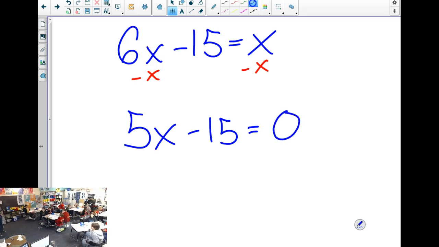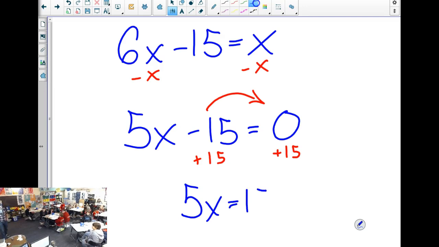This is nothing over here, right? X minus X. I got nothing over there. I can put 0 there. This doesn't break the problem or anything. Then I want to move this over to this side, right? Because I have variables over here. How do I get rid of a minus 15? Add 15. That gives me 5x equal to 15, which means what's x? 3, like we just found.